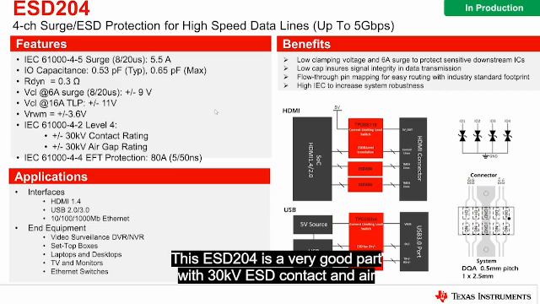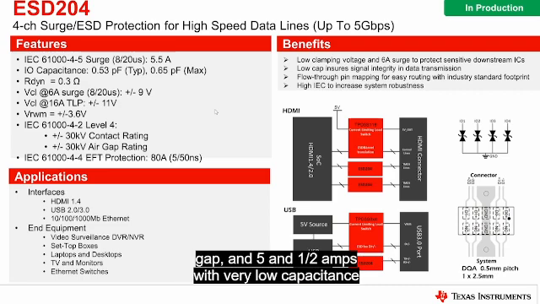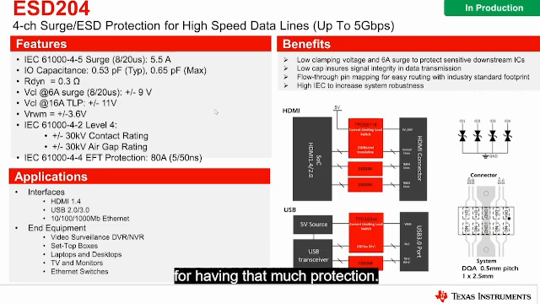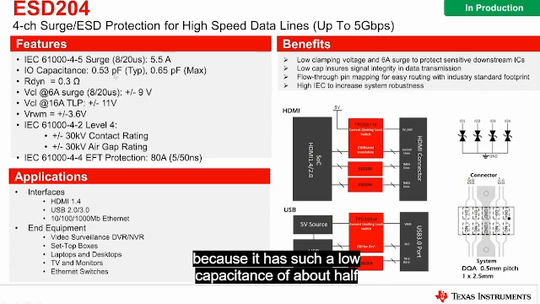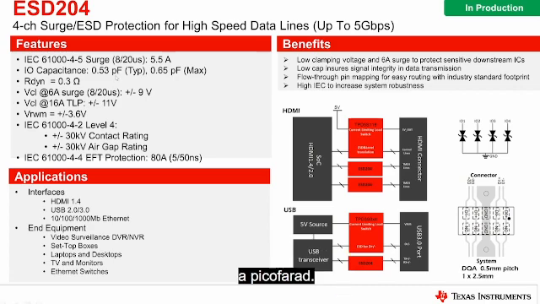This ESD204 is a very good part with 30 kV ESD contact and air gap and 5.5 amps, with very low capacitance for having that much protection. This can be used on HDMI, USB, Ethernet, all sorts of standards because it has such a low capacitance of about half of a picofarad.